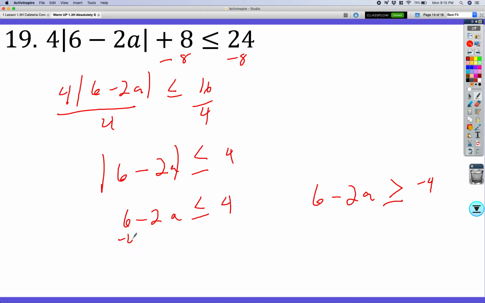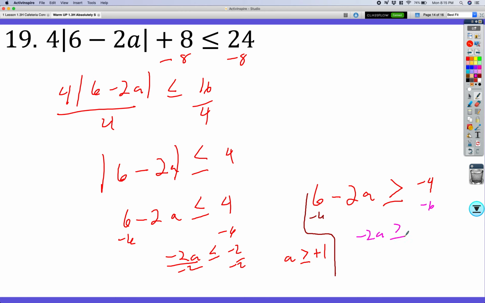So when I solve this, minus 6 to have negative 2a is less than or equal to negative 2. When I divide both sides by negative 2, I'm going to have a is greater than or equal to, what did I divide by? Negative, by positive 1. And then over here, minus 6 to have negative 2a is greater than or equal to negative 10. Divide by negative 2 to have a is, flip the sign, a is less than or equal to positive 5.